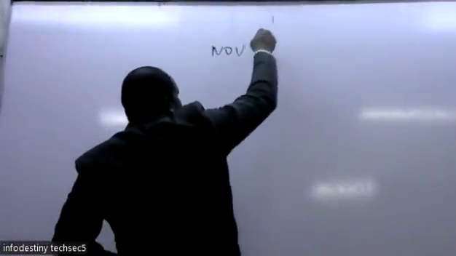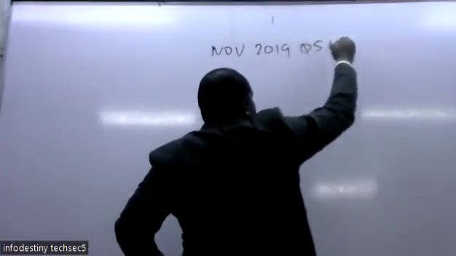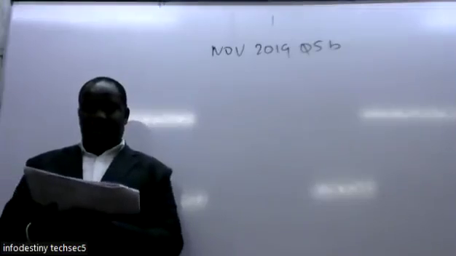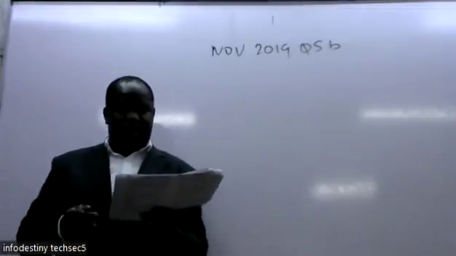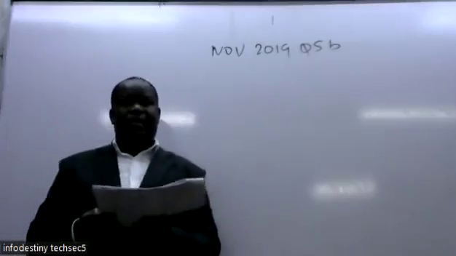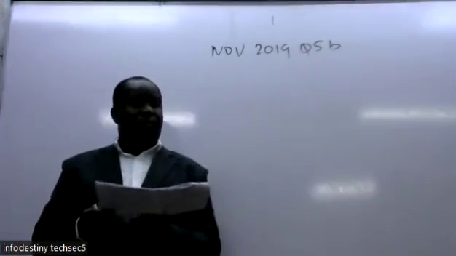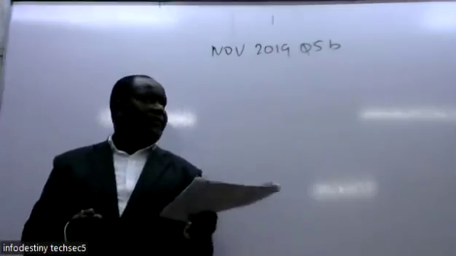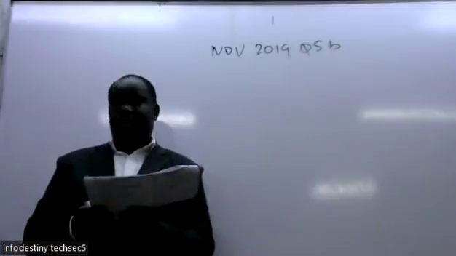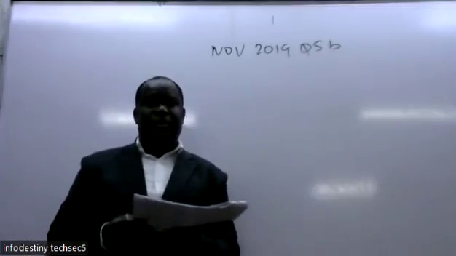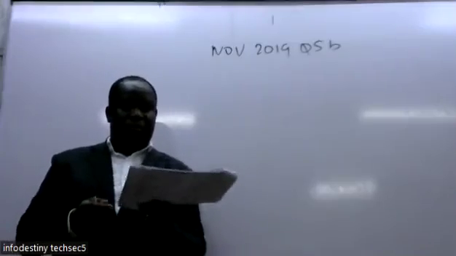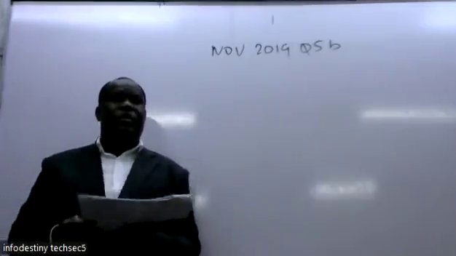So we start off with the question. November 2019, question number five, part B. The question reads that A Limited and B Limited are companies operating in the same line of business. In the past few years, A Limited has experienced stiff competition from B Limited to an extent that A Limited is now contemplating acquiring B Limited in order to consolidate its market share.